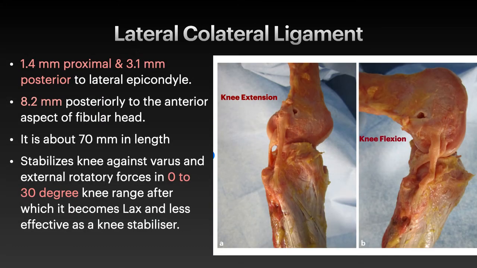The lateral collateral ligament. It starts 1.4 mm proximal and 3.4 mm posterior to the lateral epicondyle. It is about 70 mm in length and attaches 8.2 mm posterior to the anterior aspect of the fibula head. It stabilizes the knee against varus and external rotation in 0 to 30 degrees of knee range, after which it becomes lax and less efficient as a knee stabilizer.